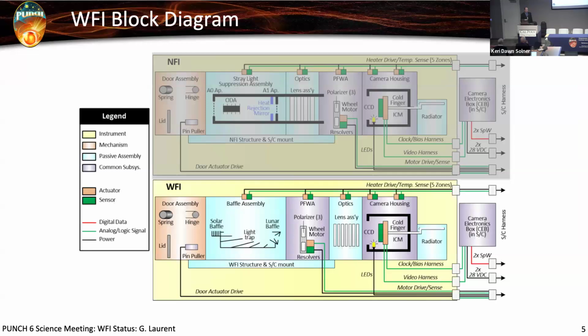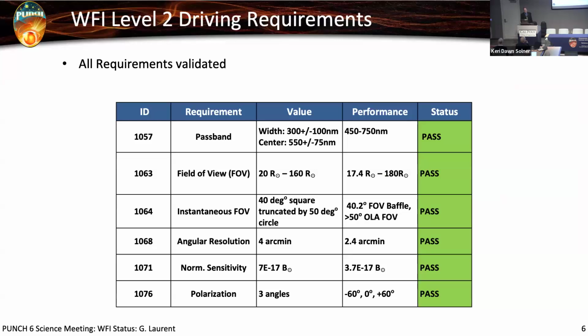All right, WFI block diagram, which I've shown before and Robin's shown multiple times as well. Just highlighting again, this is a single virtual instrument, so there are a number of common elements, including the polarizing filter wheel, the camera housing, the back-end electronics on the cameras, the hop pin puller, and thermal elements as well. As far as high-level driving requirements, we meet all of these with considerable margin, including angular resolution and sensitivity.